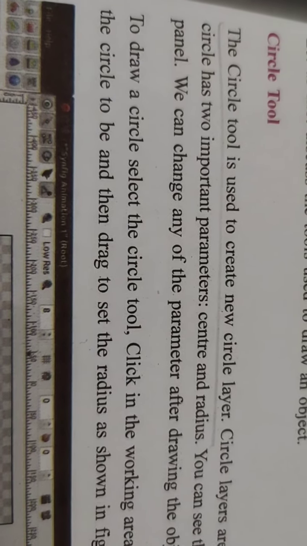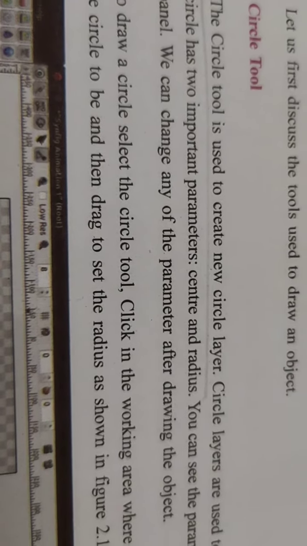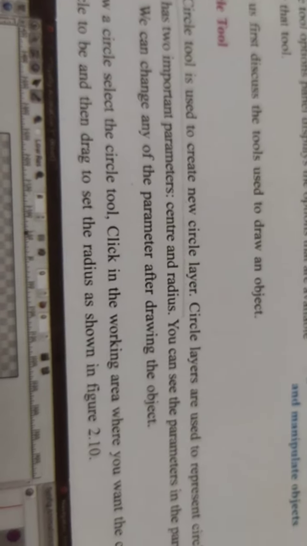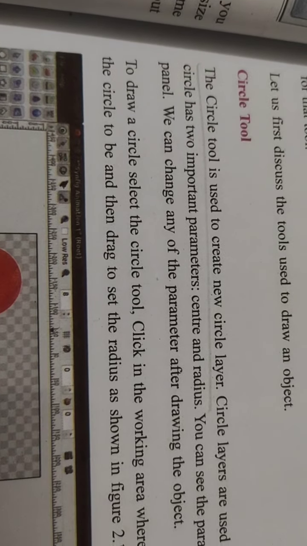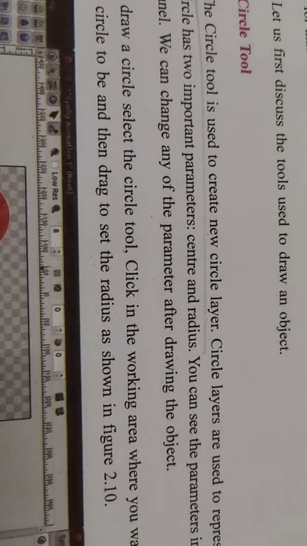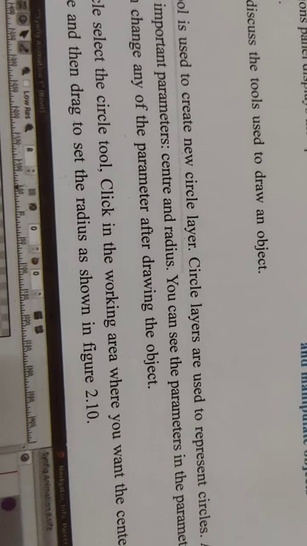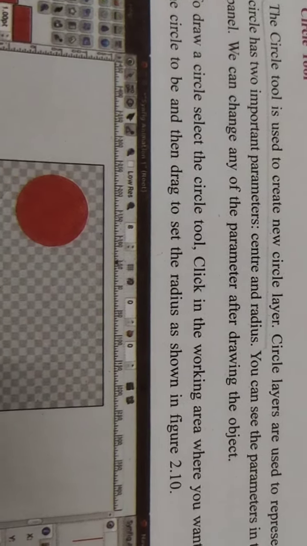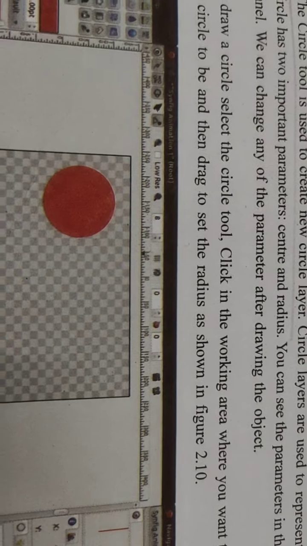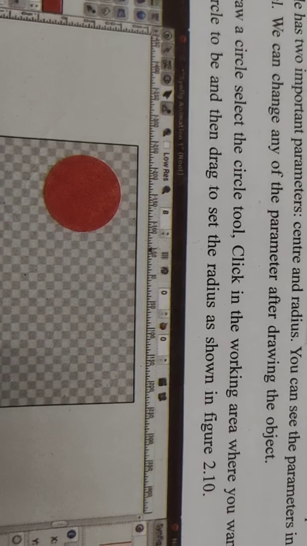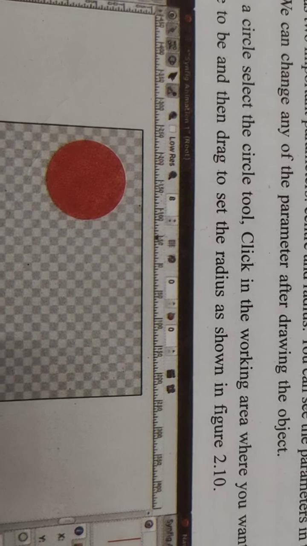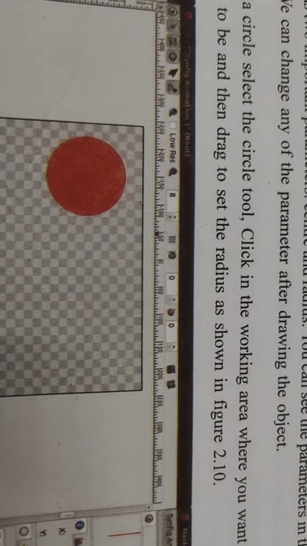These are the tool types. First is circle tool. The circle tool is used to create a new circle layer. Circle layers are used to represent a circle. A circle has two important parameters, center and radius. You can see the parameters in the parameter panel. We can change any of the parameters after drawing the circle. Yes, you can change the radius of the circle anytime when you are selecting it. It can be small, it can be big, it can be large, anyhow.